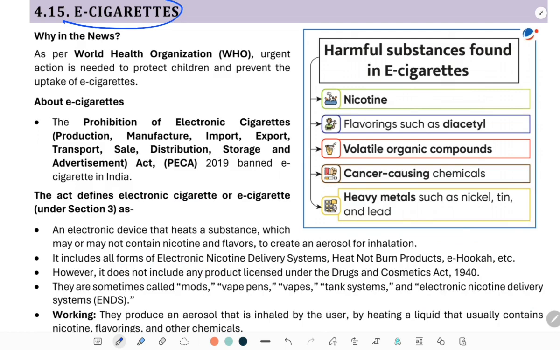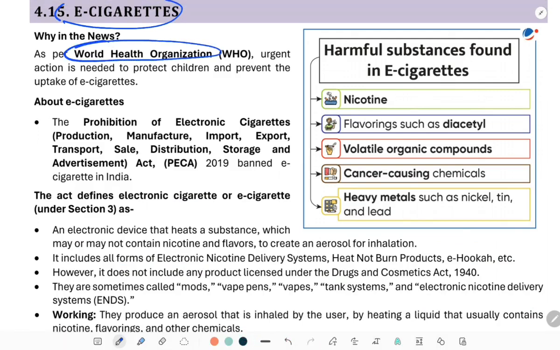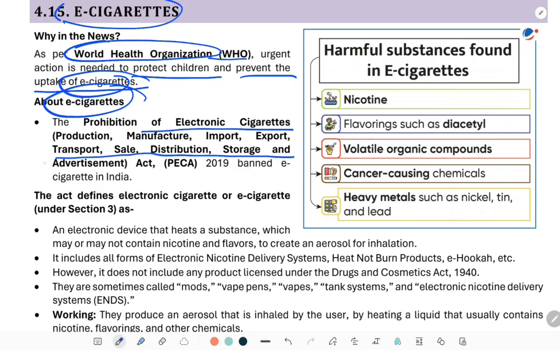Next we'll see the topic e-cigarettes. Recently, as per the World Health Organization, urgent action is needed to protect children and prevent the uptake of e-cigarettes. What are these e-cigarettes? The Prohibition of Electronic Cigarettes (Production, Manufacture, Import, Export, Transport, Sale, Distribution, Storage and Advertisement) Act, PECA 2019, banned e-cigarettes in India.